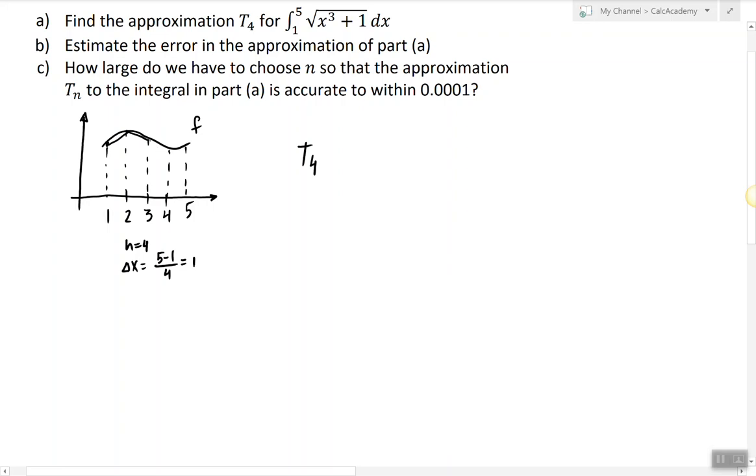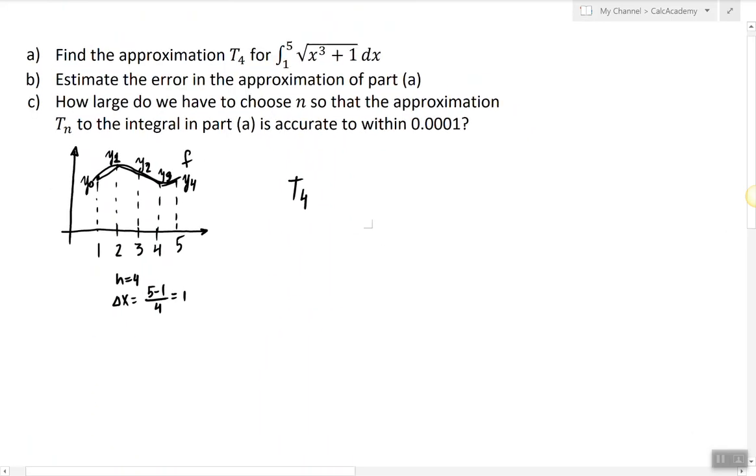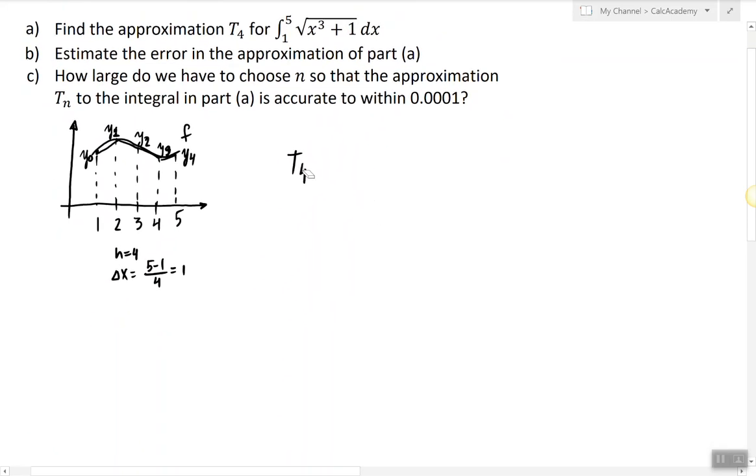So let's draw these trapezoids. The area of a trapezoid is the average of the bases times the height. So let's assume that we have the outputs of a given function. And actually this would be y1, this would be y2, y3, and y4. And the formula that we are going to use is the following.